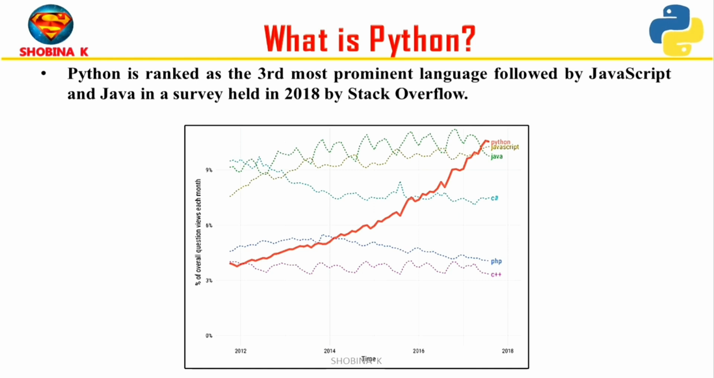Python is ranked as the third most prominent language, followed by JavaScript and Java in a survey held in 2018 by Stack Overflow. And it serves as proof to it being the most growing language. And why is it so popular?